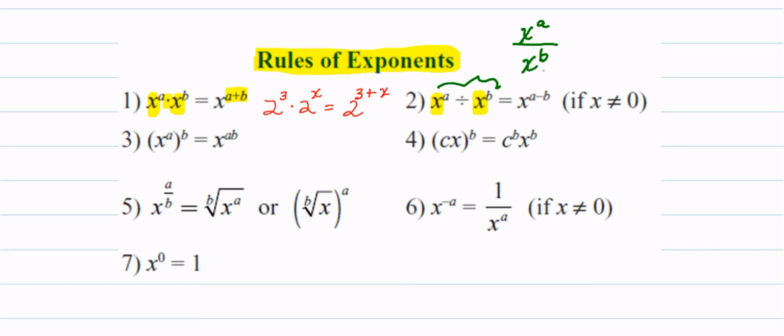Or maybe b is the smaller value, and if I move this guy upstairs, if I cross the fraction bar with whichever exponential form, it negates or takes the opposite of whatever that power is, okay?